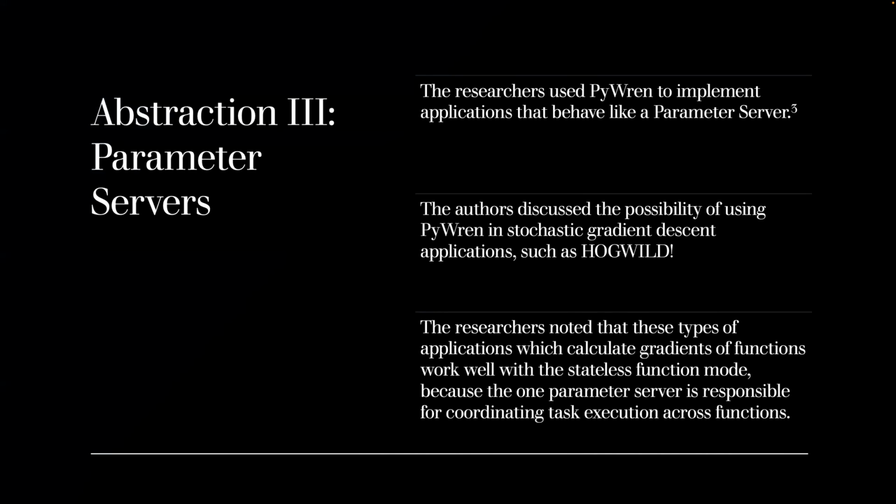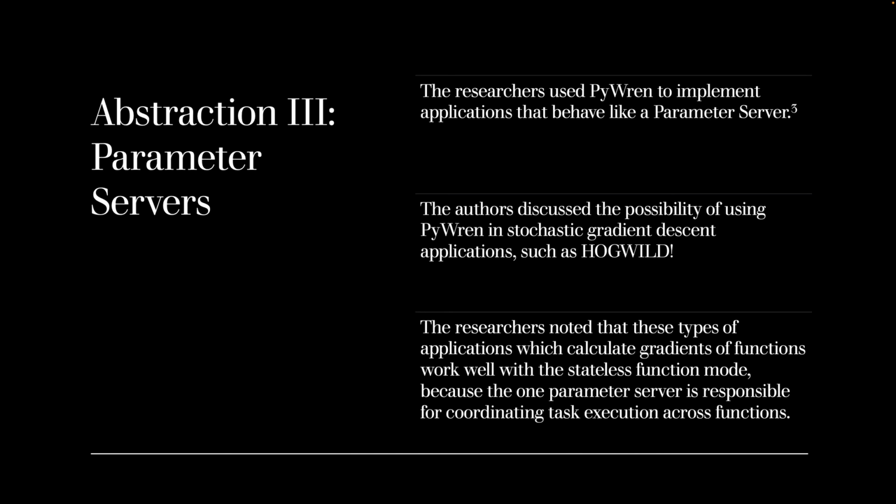The final abstraction, which the authors didn't spend too much time on, but that we wanted to mention and analyze, was using PyWren as a parameter server. So the researchers used PyWren to implement applications that behave like a parameter server. And a parameter server, in a very brief definition, is an application that distributes computational task workloads from the server node to client nodes, using the server node to dole out and refer to global parameters. And these parameters are shared among all the client nodes for data processing.